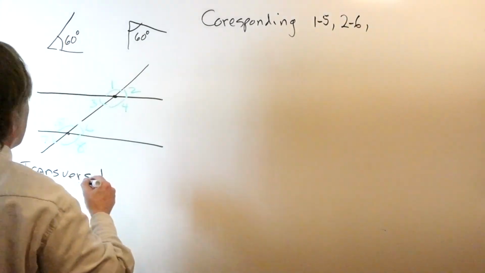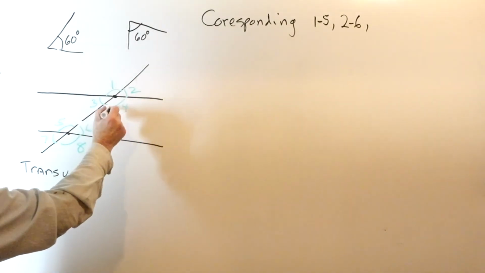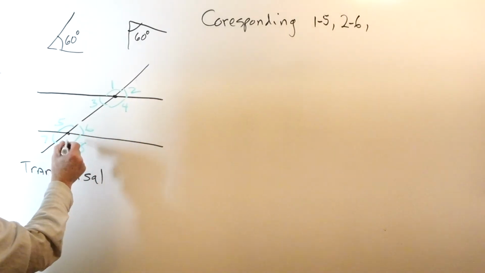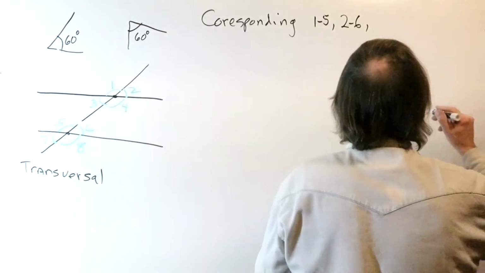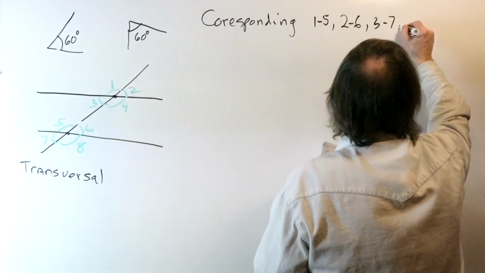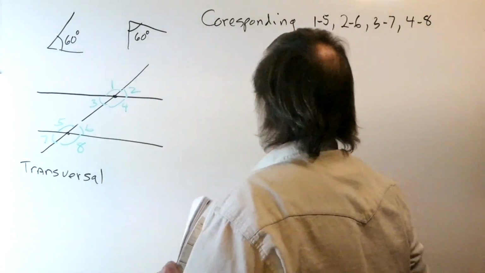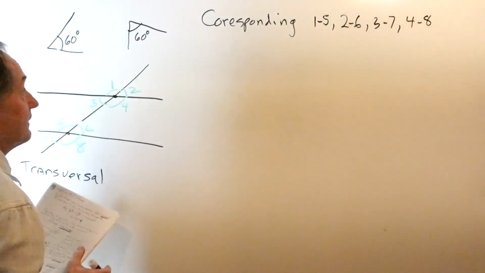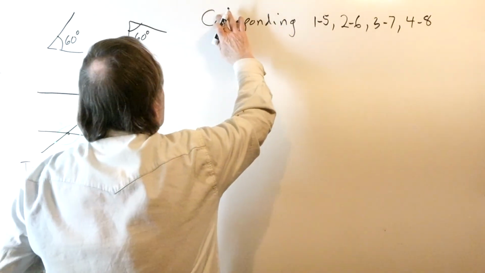Another set of corresponding angles would be 4 and 8. This corner is the same as that corner, and 3 and 7 will be corresponding angles. So we have 3 and 7 and 4 and 8. So those are our angle pairs that are called corresponding. That's two R's in there.